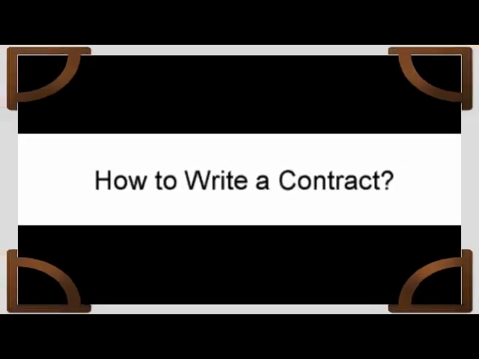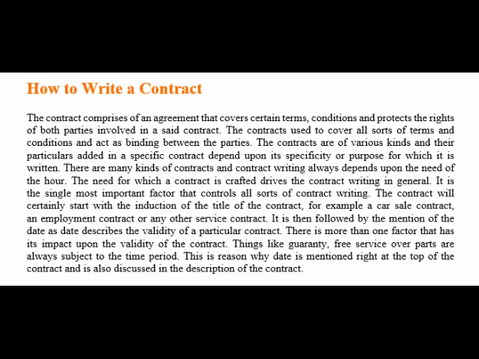A contract comprises an agreement that covers certain terms and conditions, and protects the rights of both parties involved in the said contract. Contracts cover all sorts of terms and conditions and act as binding between the parties. Contracts are of various kinds, and the particulars added in a specific contract depend upon its specificity or the purpose for which it is written.